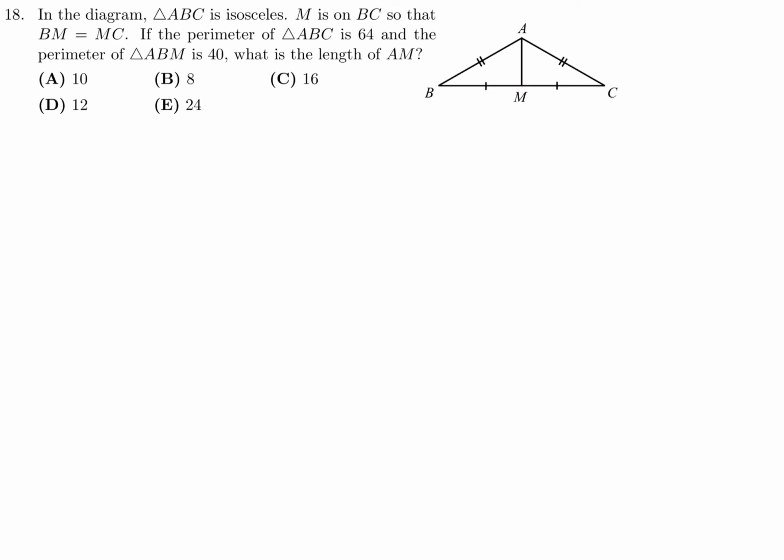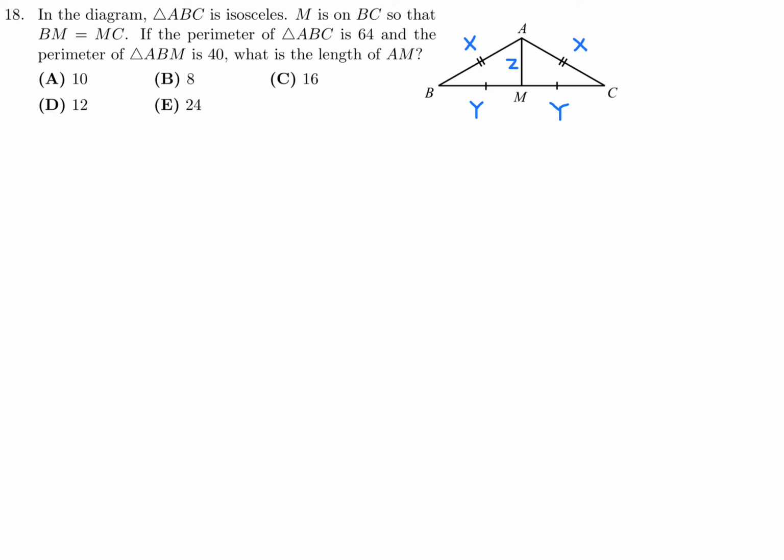In the diagram, triangle ABC is isosceles. M is on BC, so that BM is equal to MC. If the perimeter of ABC is 64, and the perimeter of ABM is 40, what is the length of AM? Let's label this. Let's call this X. That is also going to be X, since those symbols indicate that those are the same. From B to M, I'll call Y. Therefore, from M to C will also be Y. And from A to M, I'll just call it Z.